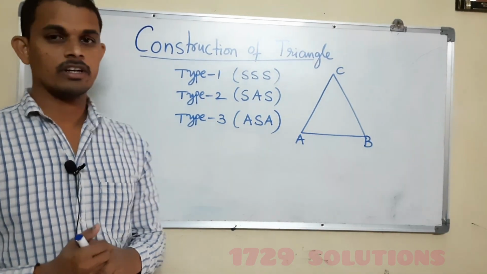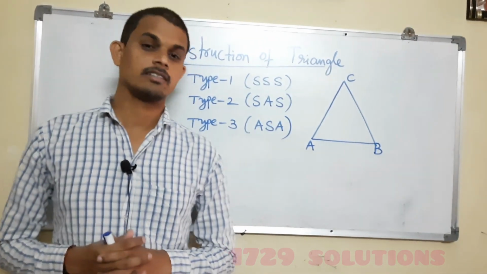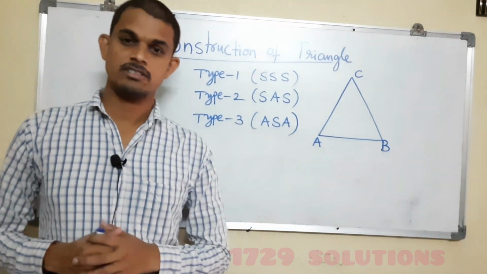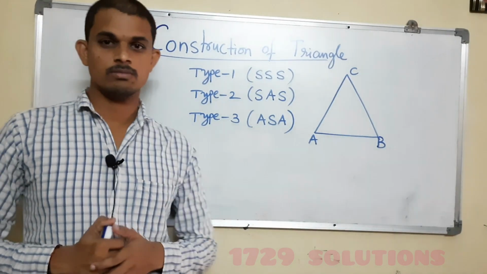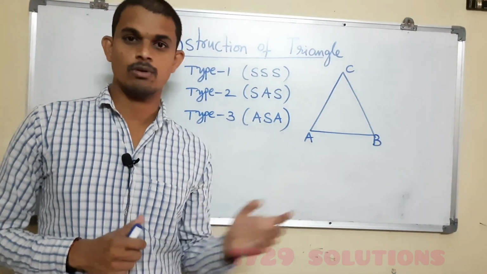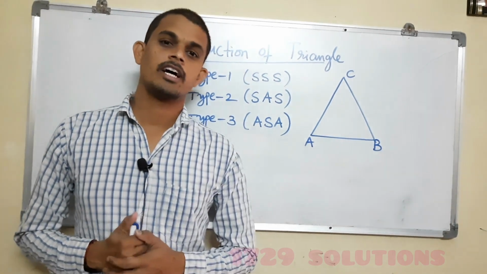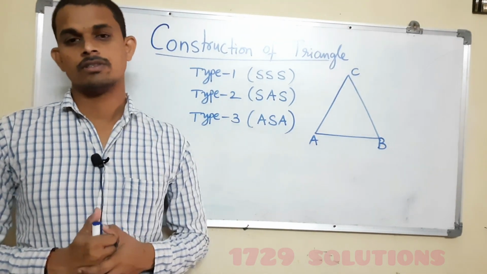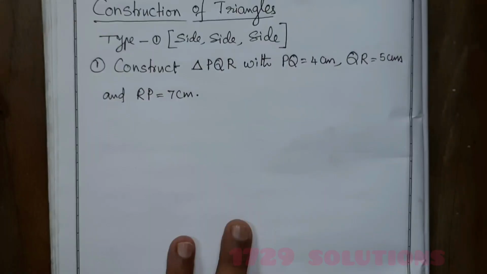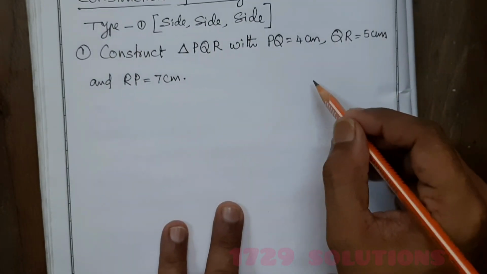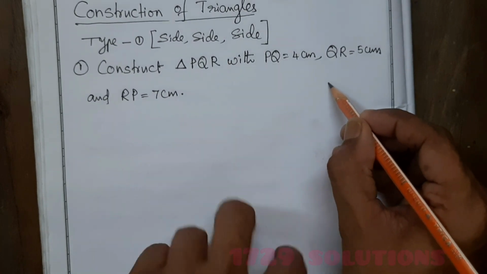So this is a topic related to 7th class. Most of the viewers asked me to explain the constructions, but it is not possible to explain on board with the tools, compass and protractor. So I am explaining in a notebook, so concentrate on my videos. Thank you. Okay children, today we will discuss construction of triangle type 1, SSS.